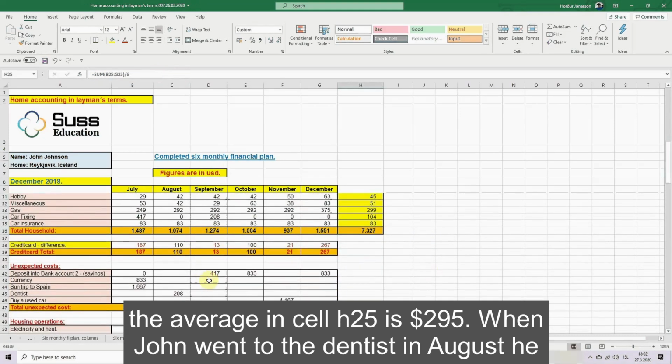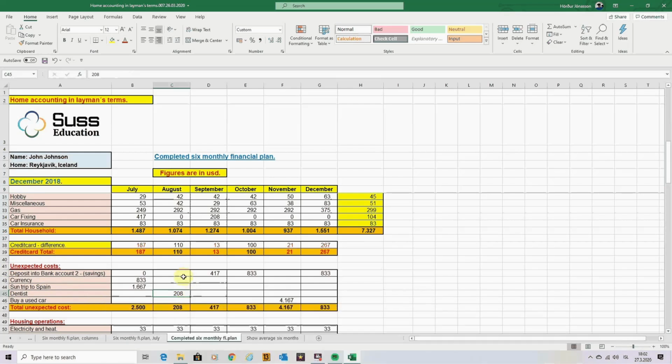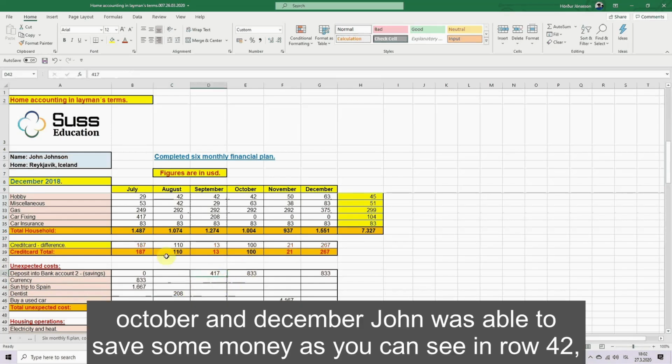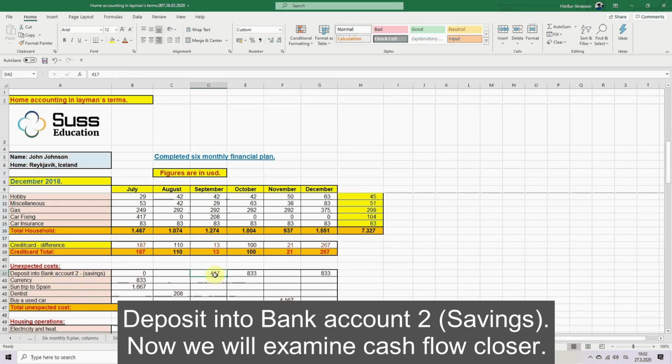When John went to the dentist in August, he set this in the unexpected cost section. $208 went into cell C45. In September, October and December, John was able to save some money, as you can see here in row 42. Deposit into bank account 2, savings.